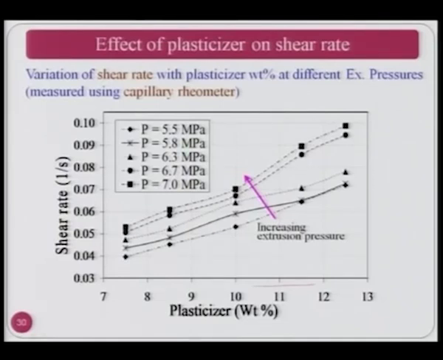So you can see that as plasticizer content increases, shear rate is increasing, it is easy to flow, hence shear rate is increasing, and as pressure is increasing, the nature of the relationship between plasticizer and shear rate remains the same, except that shear rate is higher for higher pressure and lower for lower extrusion pressure. As you can see, this is for 5.5 megapascal, and the top curve is for 7 megapascal.